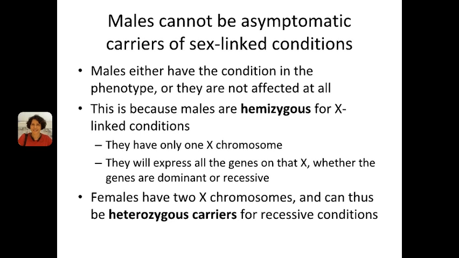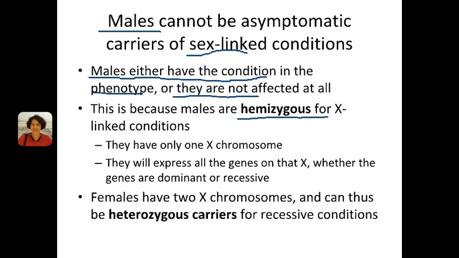Notice that this cannot happen in males. A male cannot be asymptomatic. He cannot be a carrier and not know that he is a carrier of any sex-linked condition. So a human male either has the condition, he either has the disease or the condition in his phenotype, so he is colorblind, or he has hemophilia, or he has Duchenne muscular dystrophy, or not affected at all. So if he is not affected at all, it means that he doesn't have the disease and there is no danger of him passing on the disease to his children because it is not in his genome at all. And this happens because males are what we call hemizygous for any condition that is linked to the X chromosome.